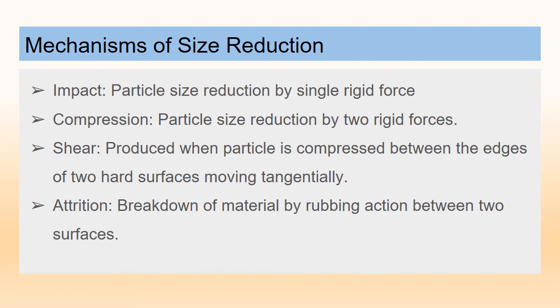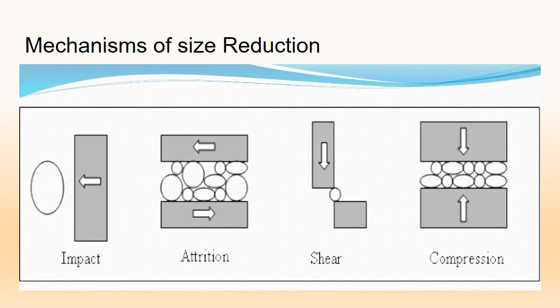Shear is produced when a particle is compressed between the edges of two hard surfaces moving tangentially. So shear force is applied between two surfaces moving tangentially. Next is attrition, breakdown of the material by rubbing action between two surfaces. If the two surfaces are rubbed onto each other, the attrition process can be achieved. So these are the mechanisms.